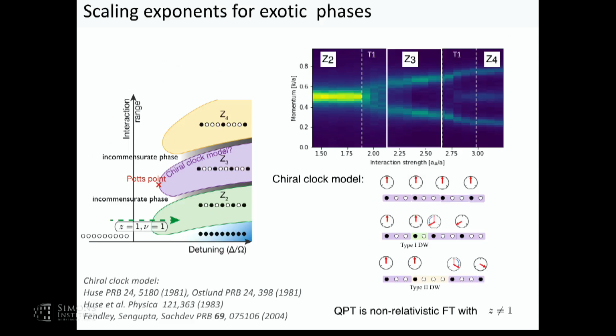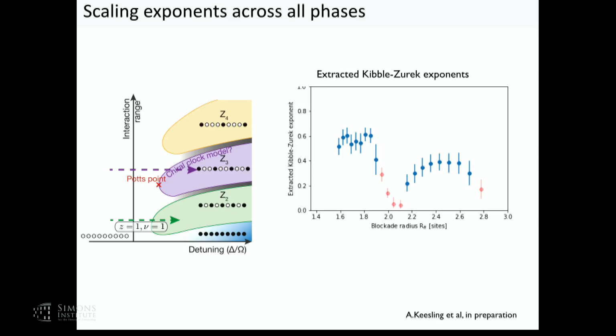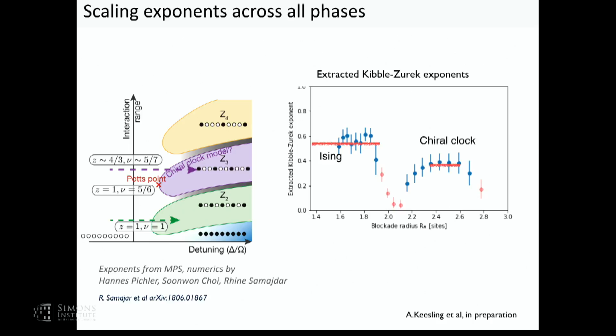So it's non-relativistic field theory. Okay, so we can just try to measure this Kibble-Zurich exponent by going into this state. What we see here is the plot of this extracted Kibble-Zurich exponent. Basically, two lines one can draw. One is this Ising line. And what I already indicated is that our data lies somewhat above mostly this value corresponding to 0.5. And there is another plateau which corresponds to the chiral clock model.